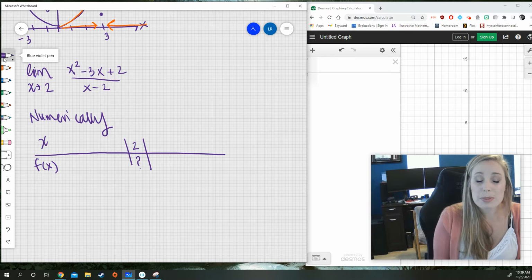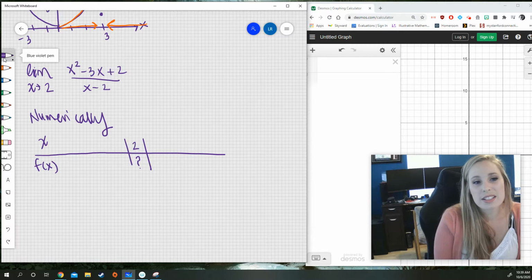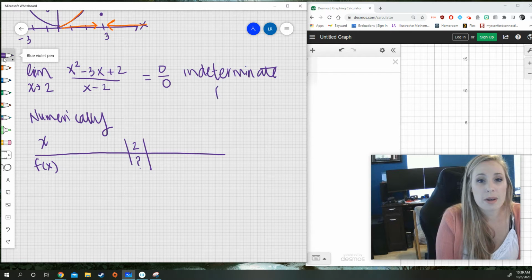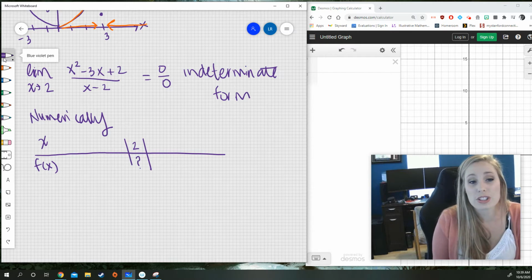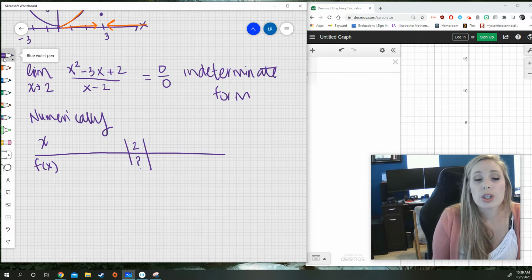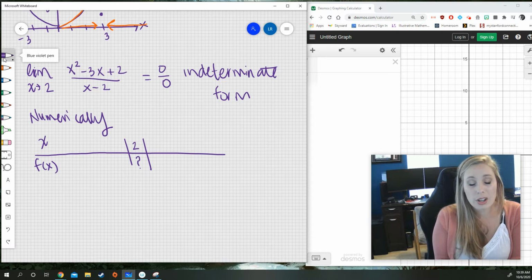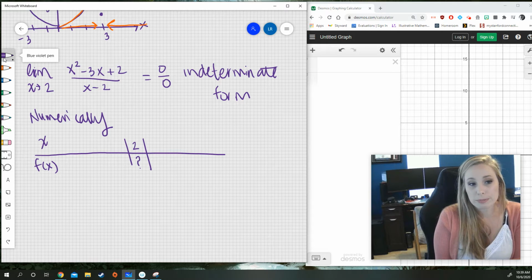If I were to simply plug in 2 to this equation, it's going to say undefined. And it's going to say undefined because we're dividing by 0. Really what it ends up being when I try to plug in 2 is 0 over 0, which is an indeterminate form. We don't have enough information to say what that actually is. So because just plugging 2 in didn't work, we need to analyze the pattern.